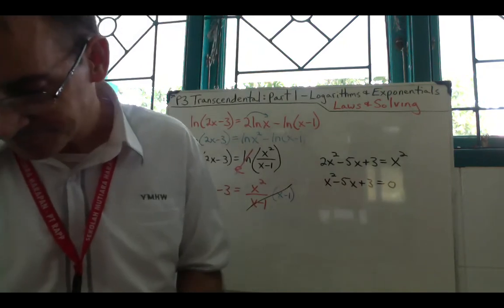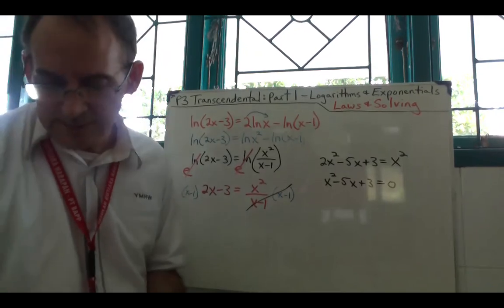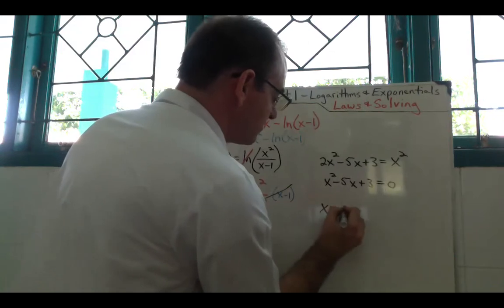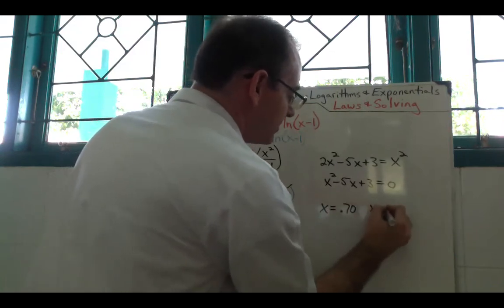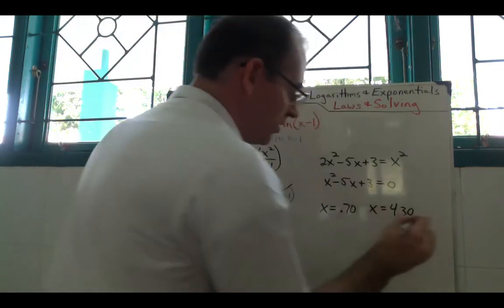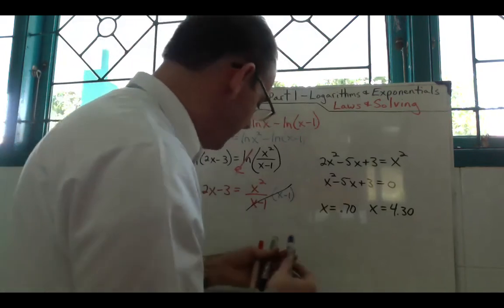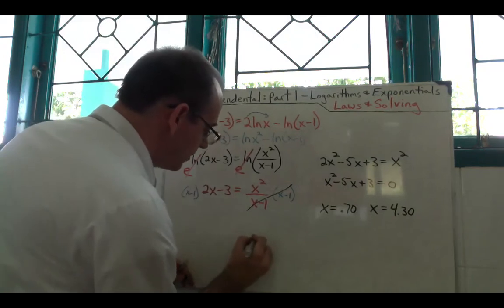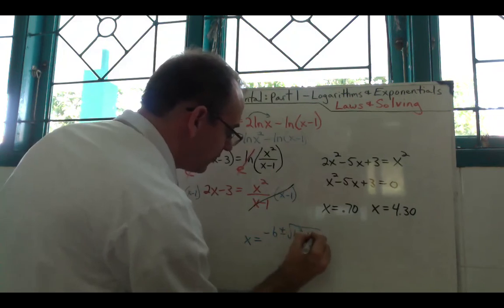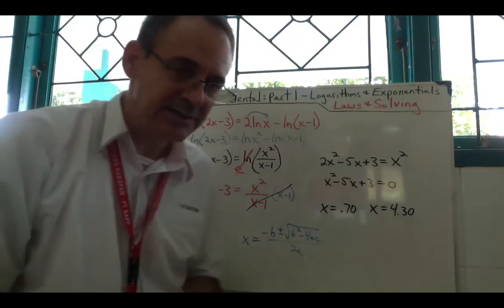So when you solve this you're going to get two answers. You're going to get x equals 0.70. You're going to get x equals 4.30. We're going to two decimal places. So use your quadratic formula if you have forgotten. x equals negative b plus or minus root b squared minus 4ac all over 2a. By now you should have that memorized.